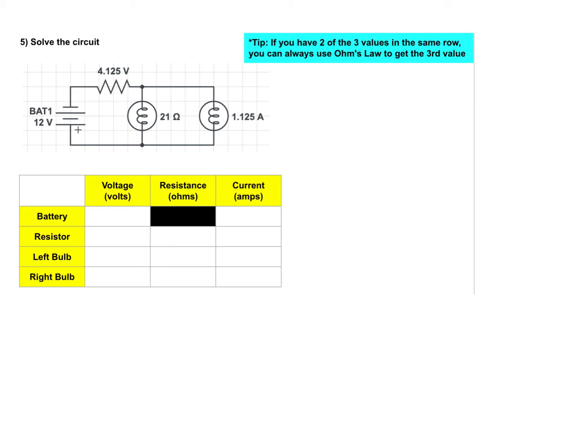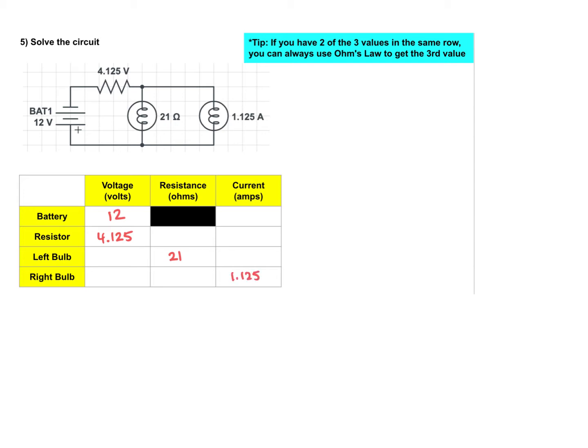So the battery is labeled with 12 volts. The resistor is labeled with 4.125 volts. The left bulb is labeled with 21 ohms, which would be a resistance. And the right bulb is labeled with 1.125 amps, that would be a current.